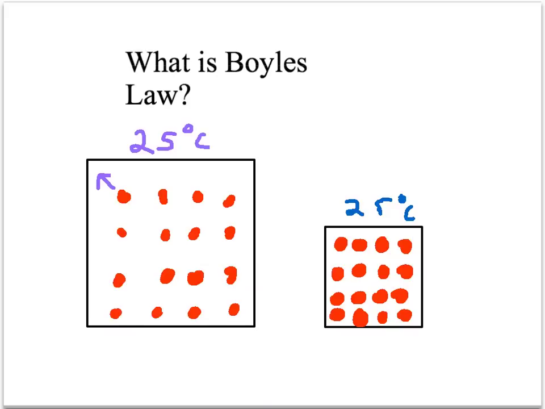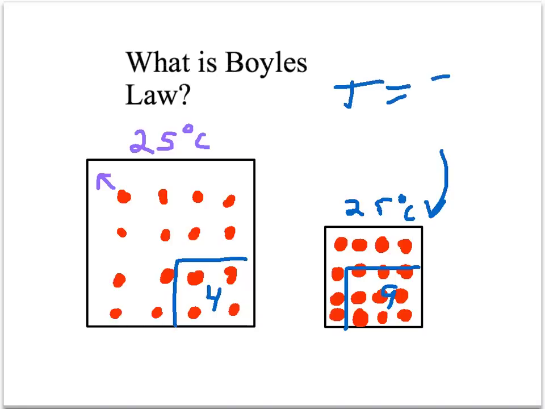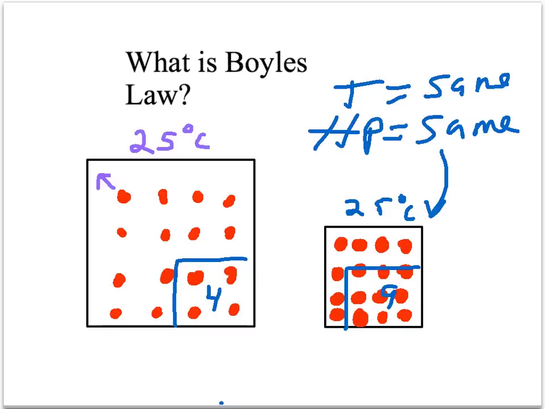Well, take a sample. Let's take a little sample from this one, say that much space. Take the same size sample in the other container, and you can see this one has about 4 particles, this one has almost 9 in it. You can see there'd be more particles packed in the same space, so they'd be hitting the walls more frequently in this container. So what happens is, if you keep the temperature the same, and you keep the number of particles the same, if you make the container smaller, the pressure will go up.